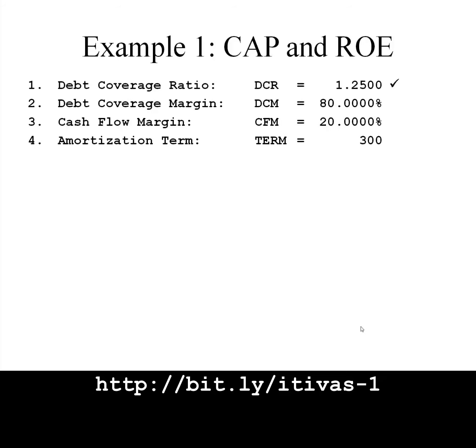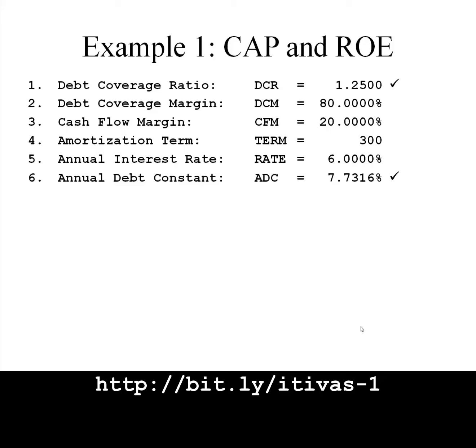The amortization term is 300 periodic payments. Each period is 1 month. This is 25 years. The annual interest rate is 6%. We blend the term and the rate together to calculate the annual debt constant, 7.7316%.